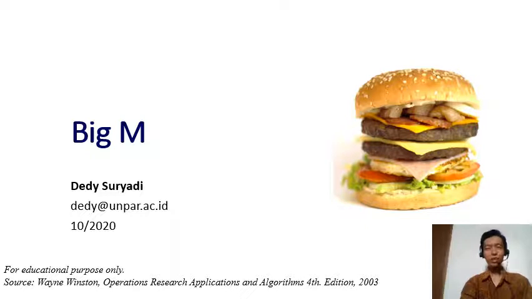You have learned the basic simplex algorithm to solve the optimization problem, but there are some types of constraints that we cannot handle with the ordinary simplex algorithm. That's why we're going to talk about a method which is still based on the simplex algorithm, and we call it the Big M method. Let's start.